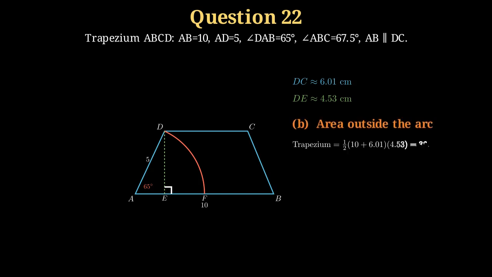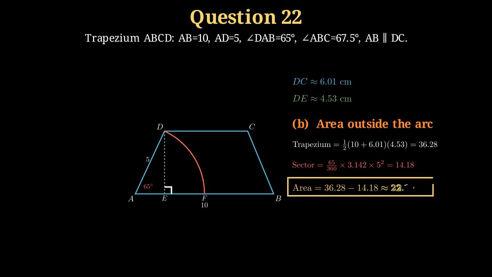Part B. The trapezium's area is a half times 10 plus 6.01 times the height 4.53, which is 36.28. The arc cuts off a sector, center A, radius 5, angle 65 degrees. 65 over 360 times pi times 5 squared, which is 14.18.